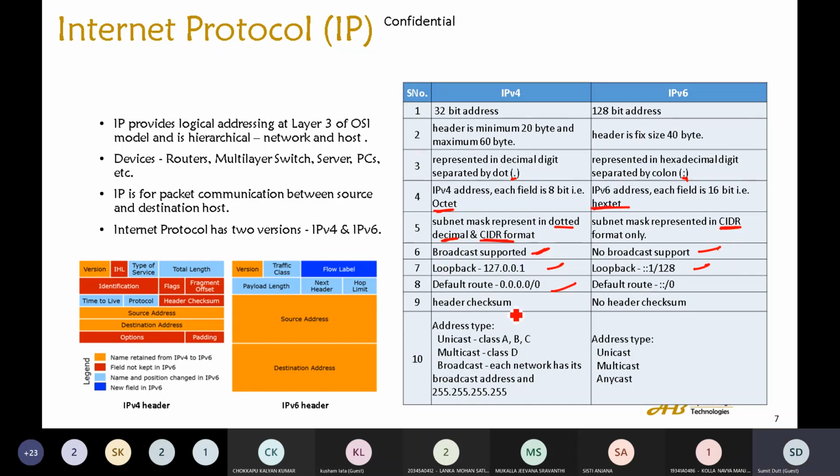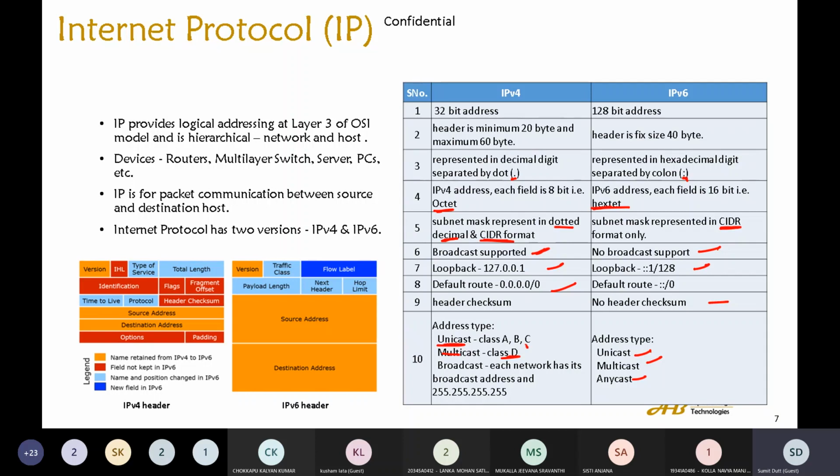Then here we use a header checksum while we do not use a header checksum. There are four classes where A, B, C are used for unicast, D is used for multicast, and broadcast. Each domain has its own broadcast address that we already discussed. While in IPv6 we have unicast, multicast, and anycast. There is no broadcast. So this is just a basic difference between IPv4 and IPv6. Now we will understand the formatting and the header structure of IPv4 and v6, and then we will start IPv6.